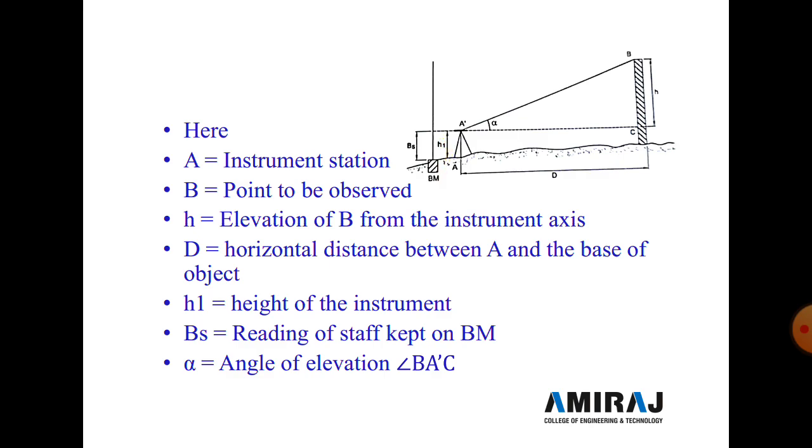Now BS is the backsight reading taken on a benchmark. This one is the benchmark and we take a reading at the backside, so it is called BS. And alpha is the angle created from the top point of the object to the horizontal line of sight or instrument axis. So this angle is known as alpha, angle BAC. A dash is the instrument point and capital A is the instrument station.